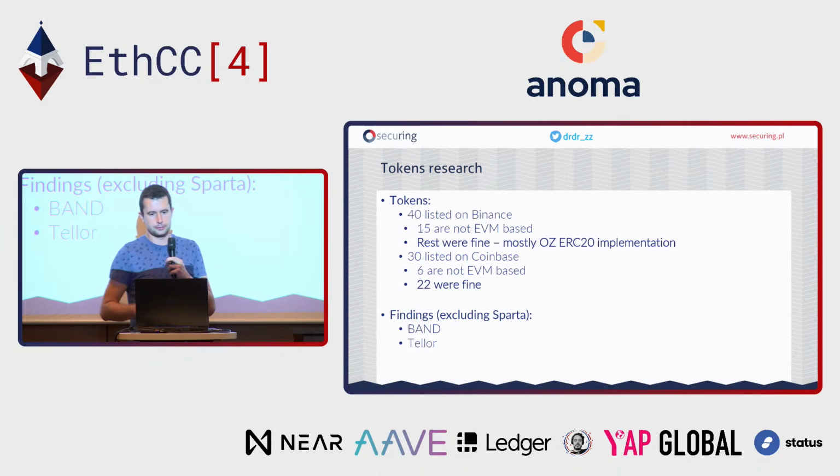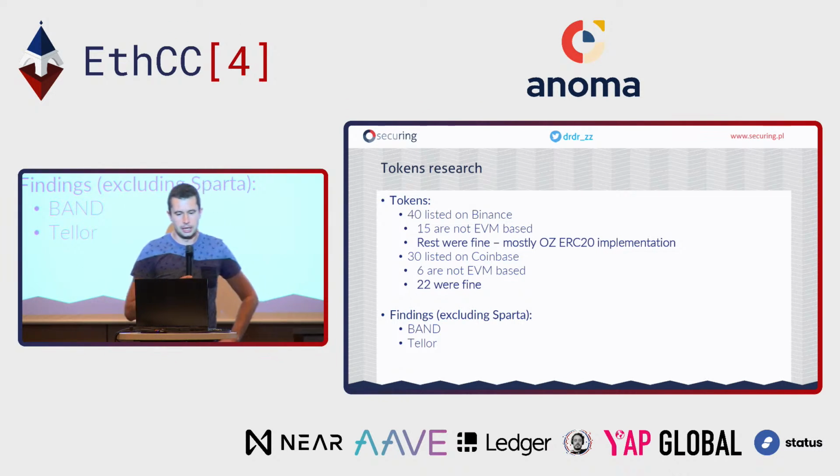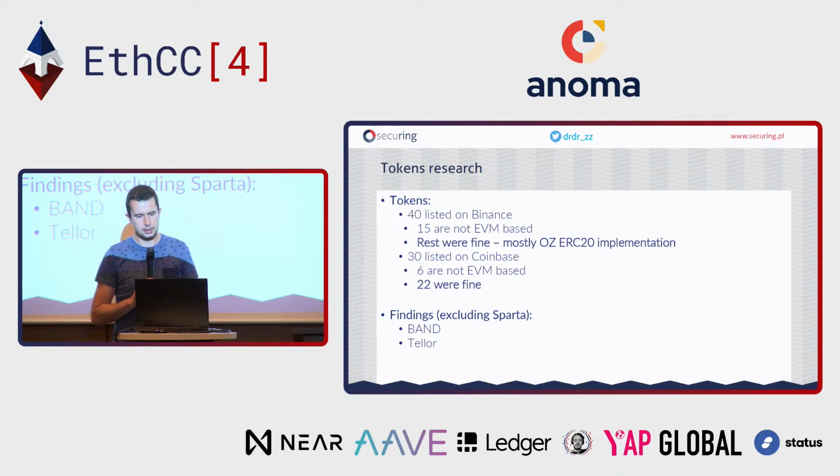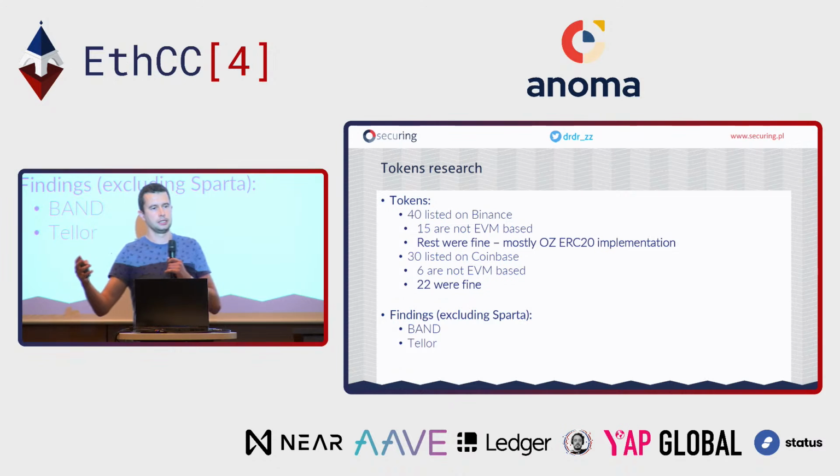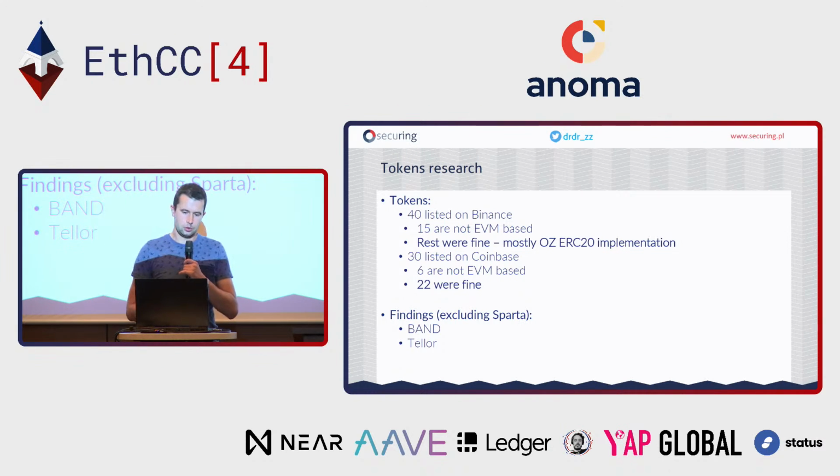Okay, so I selected 40 tokens from Binance and 30 from Coinbase. 21 of them were not EVM based, so I just didn't check them. And almost the rest were fine. There were two with some findings, and that's because you have all those OpenZeppelin implementations. So the rest was mainly the implementation of OpenZeppelin ERC20. So there were two quite interesting findings, excluding Sparta, of course.